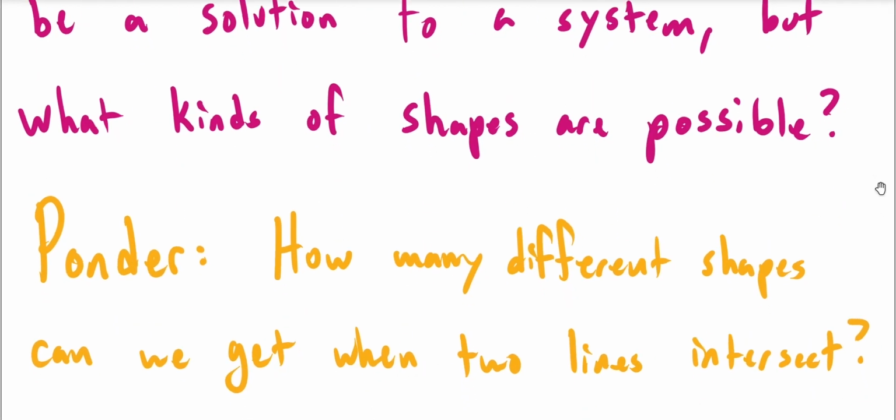What I want you to do right now is stop and ponder this. How many different shapes can we get when we intersect two lines, right? Is there only points we can get, or are there other options? Are there only special options? Stop right now and give it some meditation, right?